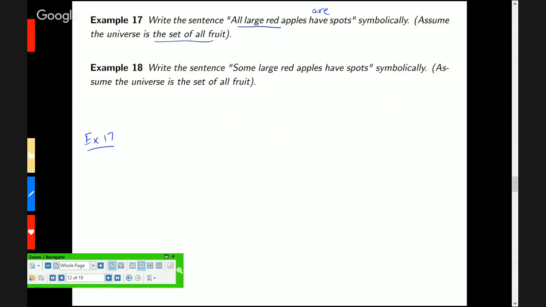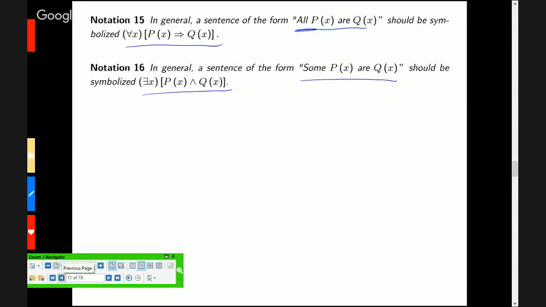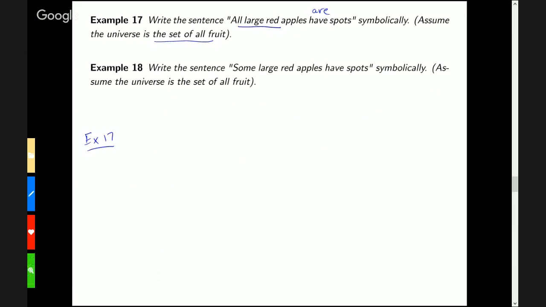Do we remember what it looked like? How do you say that upside down? Is that the universal? Yeah, that's universal. It's for all. For all, and then P of X, if P of X, then Q of X. So we're looking for all X, P of X implies Q of X.